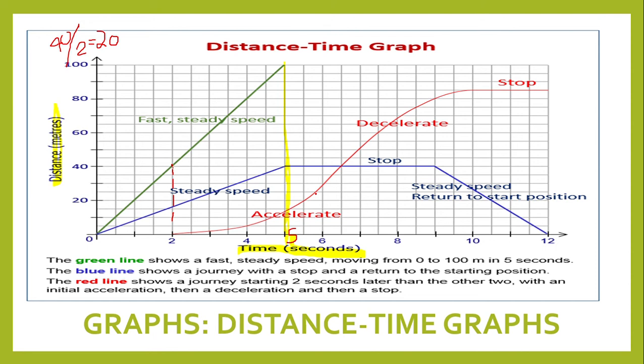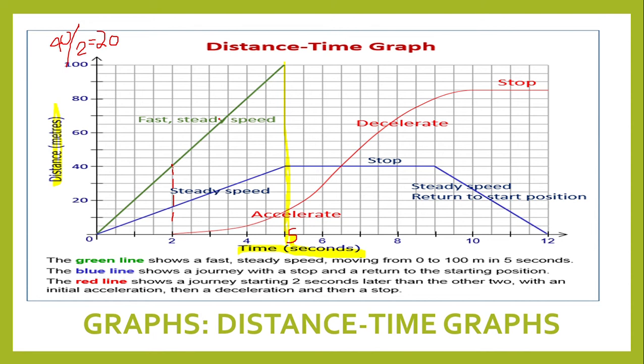Now we know that steady speed is when the graph is a straight line on a distance time graph. So when the gradient is more, it means that the speed is more, and that means that the object is traveling faster. Now, what does it mean by a higher gradient when we look at the graph?